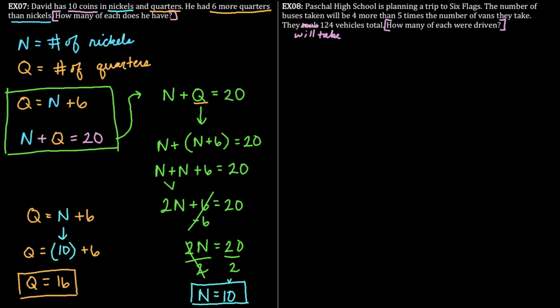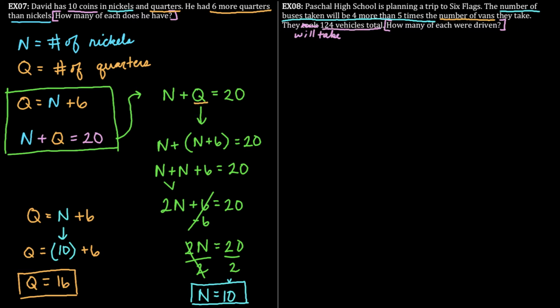Okay, so we have the number of buses. So number of buses will be 4 more than 5 times the number of vans they took. Number of vans they take. And they will take 124 vehicles in total. So that's the total, 124 vehicles total.